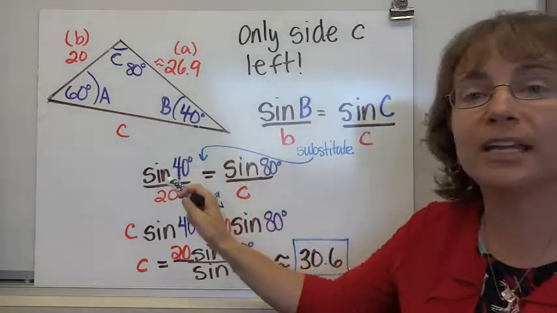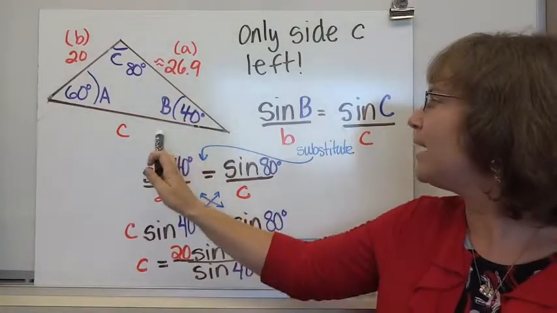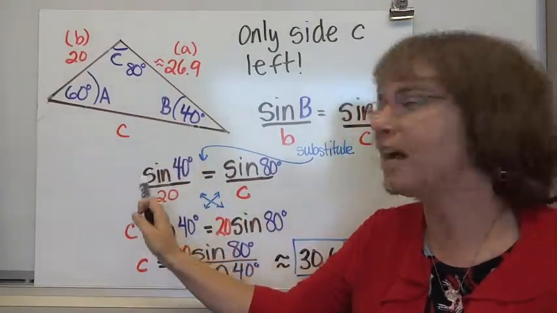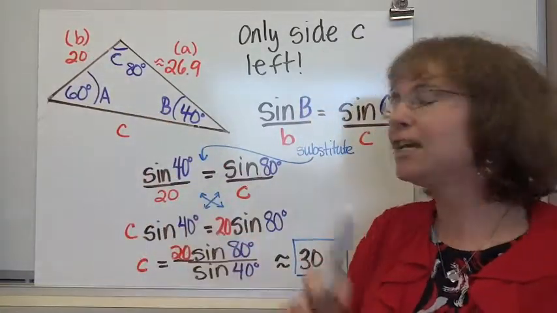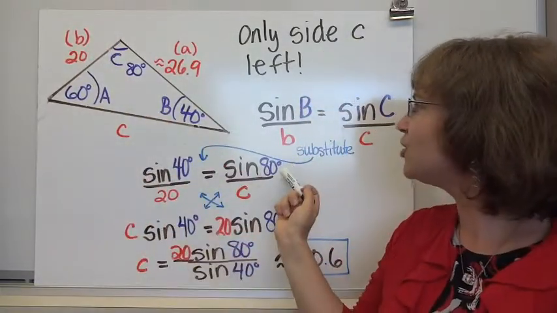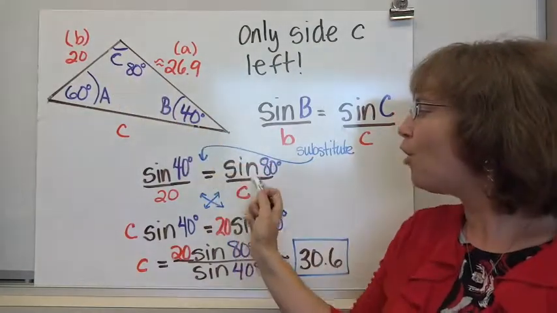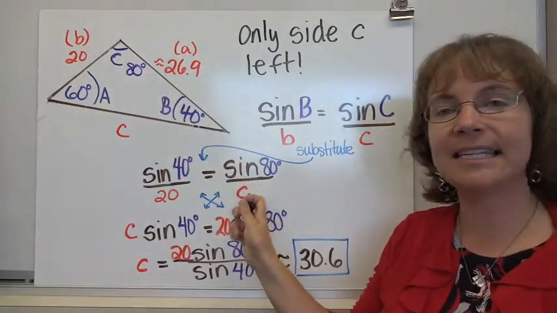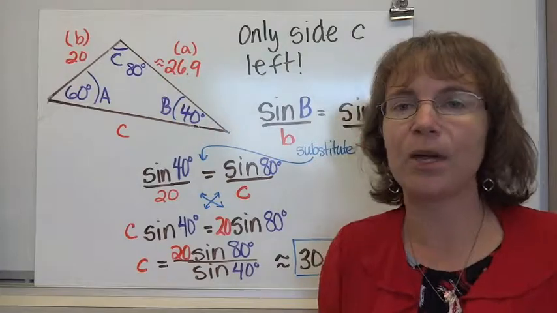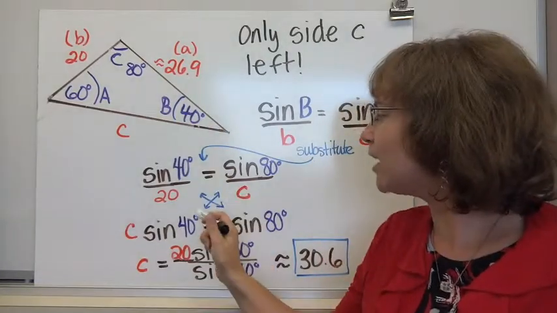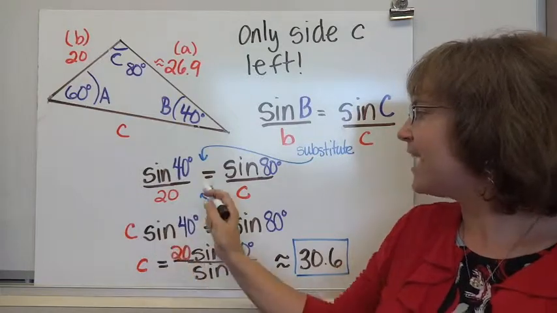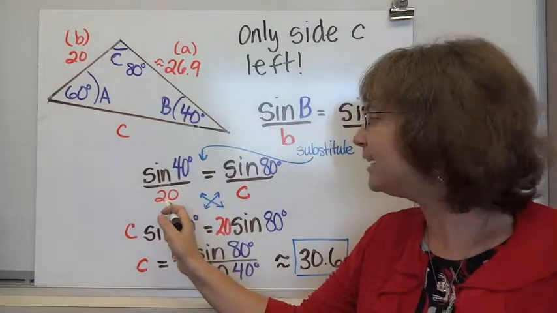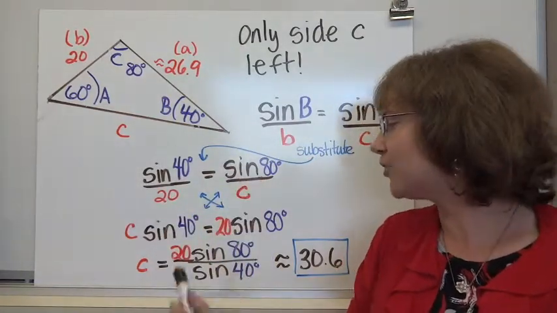I'm going to substitute in my values. I know my B is 40 degrees, so sine of 40 degrees over my side length B, which is 20, is equal to the sine of 80 degrees, that's my C, over my side length C. I don't know my side length C, that's what I want to solve for. Again, I'm going to cross multiply. I'm going to take C times sine of 40 degrees, and that's equal to 20 times the sine of 80 degrees.